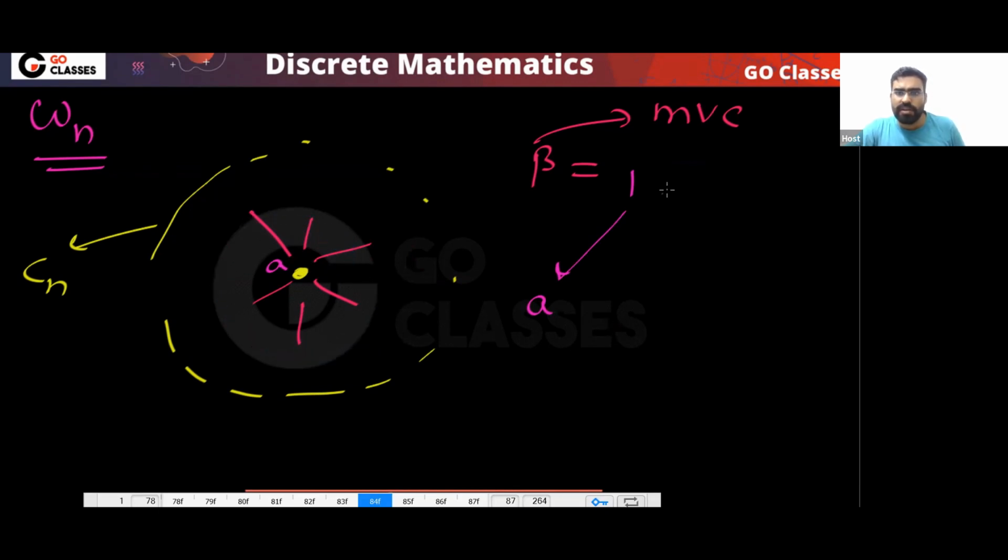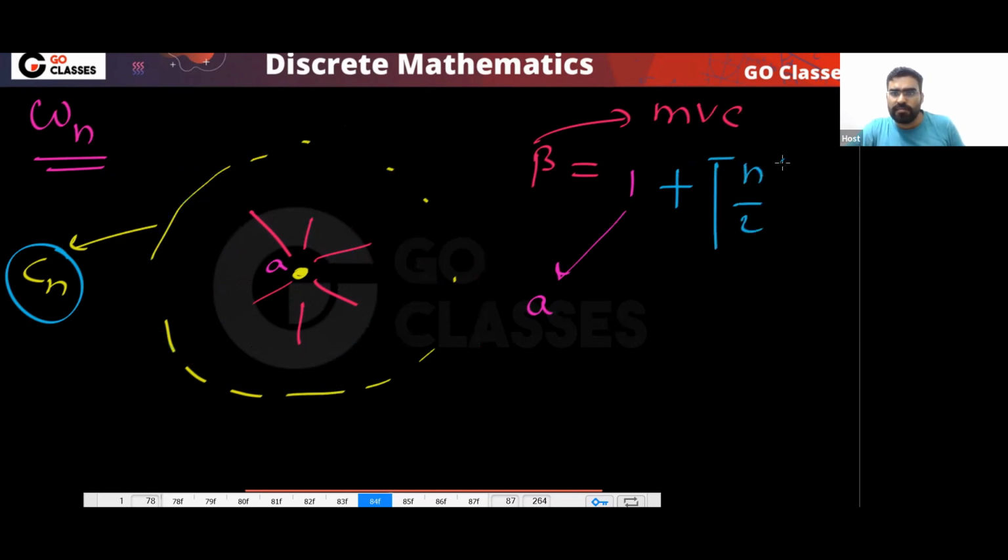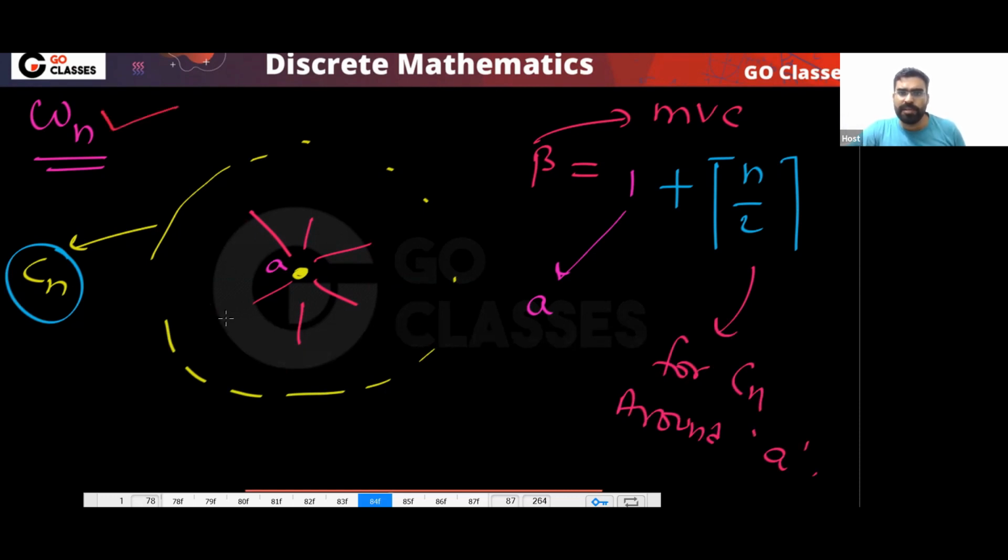Next, plus now this Cn, you have a Cn around you. Now these edges are gone, all these edges we have covered. But what about these edges? For them you need n by 2 ceil, right? This is for the Cn around vertex A. Is this clear? How to get beta for the wheel graph? This will be the beta.